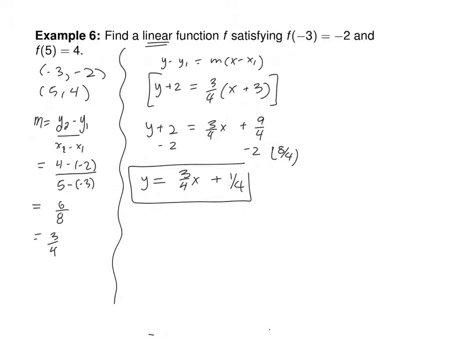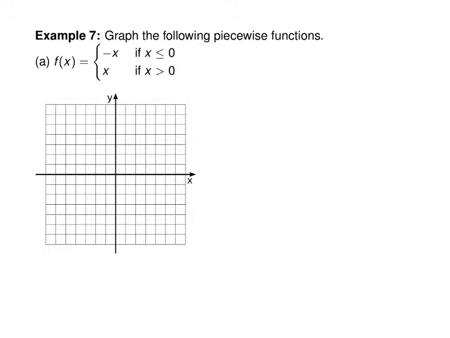Alrighty. So the next thing that we have is something called a piecewise function. So this function is composed of 2 lines, and you use one line if x is less than 0, and a different line if x is bigger than 0. So this is for all the negative x's. Does that make sense? And this is for all the positive x's.